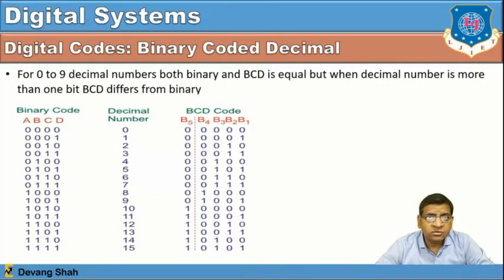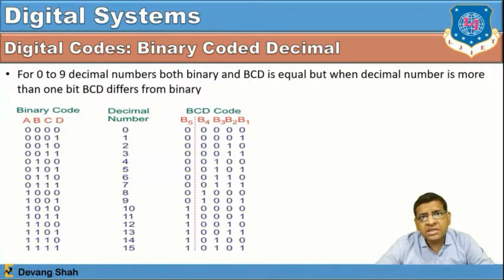But once you shift from 9 to 10, one digit is converted into two digits. In binary, 10 is represented as 1010, and in BCD it is represented as 0001 0000, right?